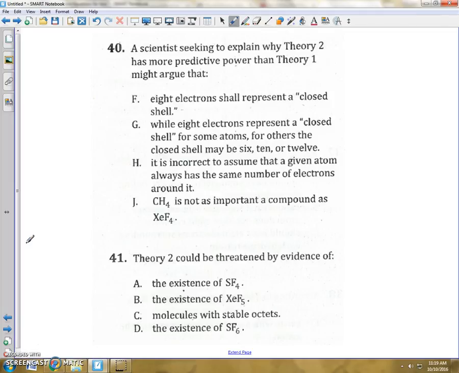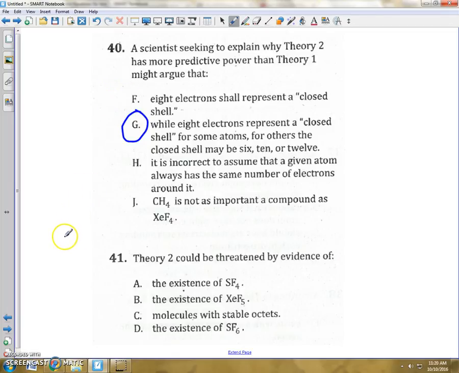So here, what really happens is, because this is theory, theory 2 is better because what was the problem with theory 1? Well, theory 1 was all like, oh, it's got to be 8, it's got to be 8. And then they're like, but wait, this thing has not 8. And so theory 2 has more power because it predicted that there are some that might have 6, 10, or 12 electrons in the closed shell. So that's why F is not correct there.